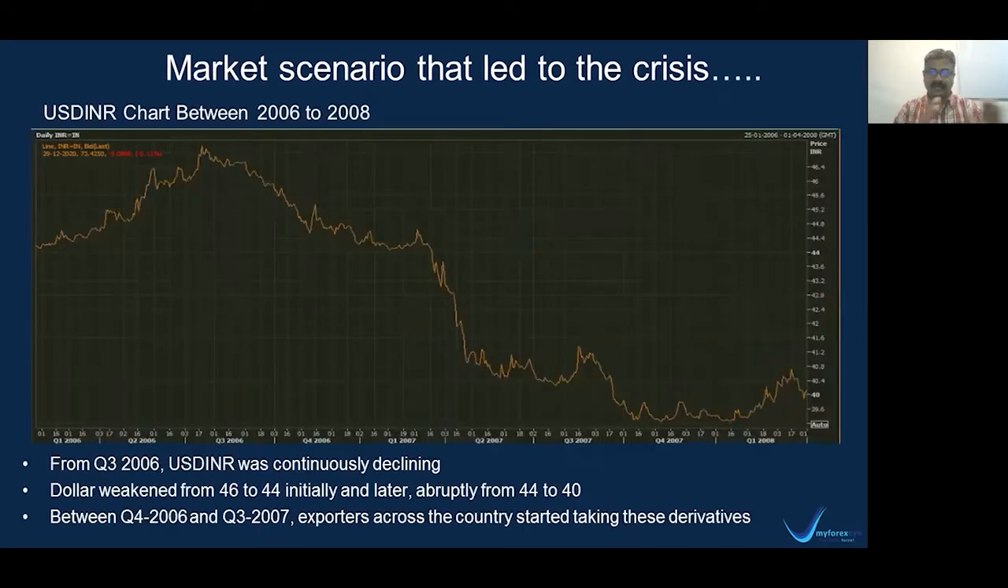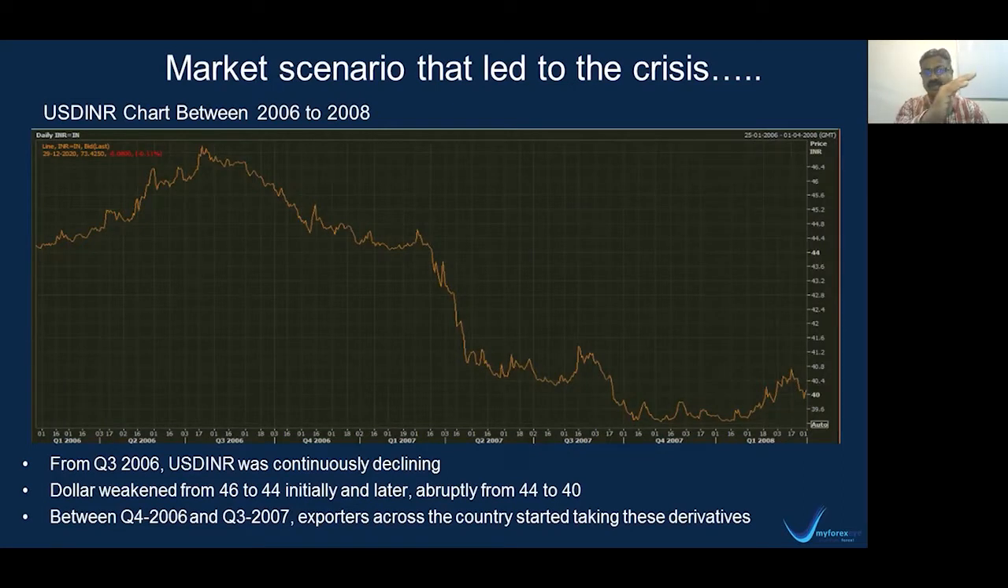Now let's look at the chart, and this will help us understand what the market scenario was that led to the crisis. If you look at the chart from quarter 2, quarter 3, 2006, the dollar was continuously falling. You can see the falling chart. Initially the dollar weakened from 46 to 44, and then abruptly and suddenly rupee gained from 44 to 40.